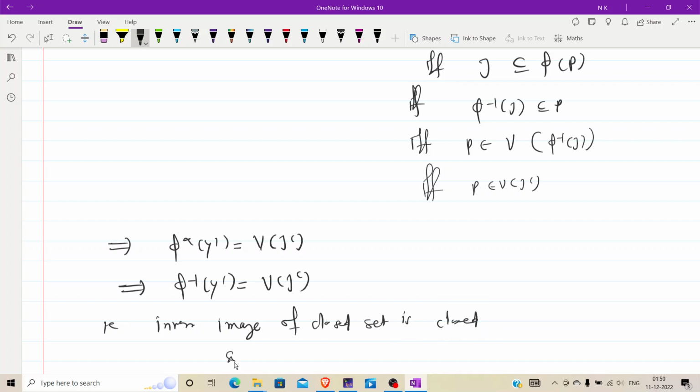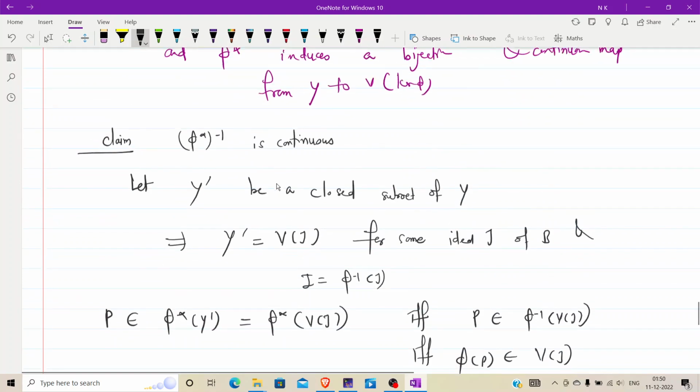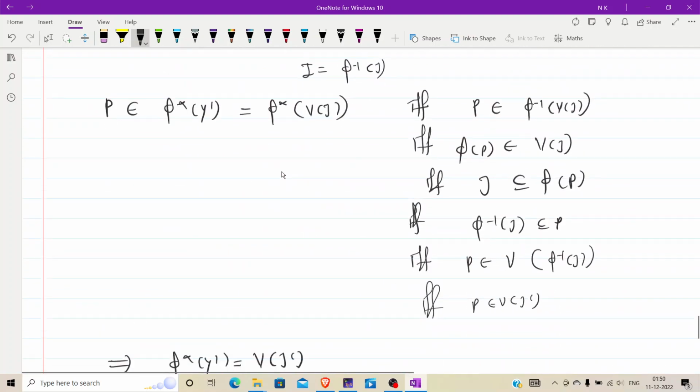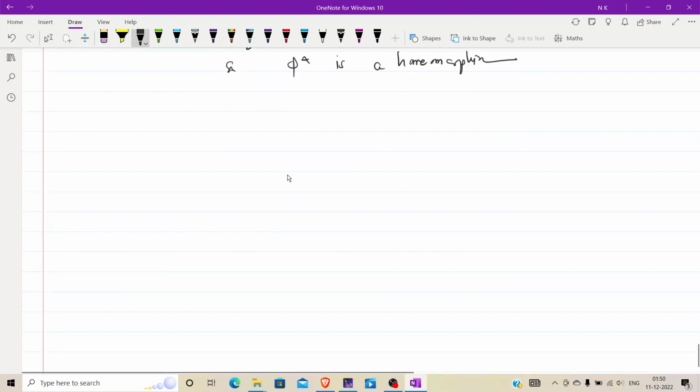So phi star is a homeomorphism. Okay, that's the proof. Now let's move to the fifth statement of this theorem.